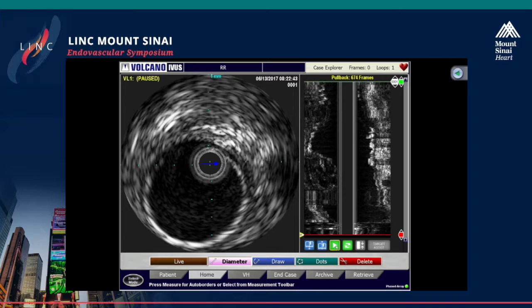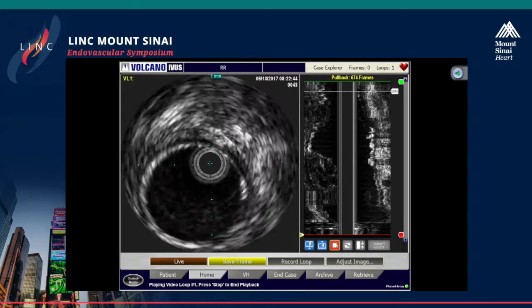You can see here we're doing a pullback from distal to proximal, and once they play it, you'll see. Can you run the IVUS, please? Sorry about the delay. So when you can see this, there you can see the pullback.